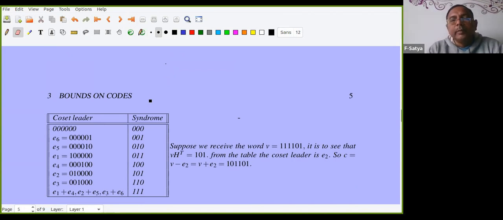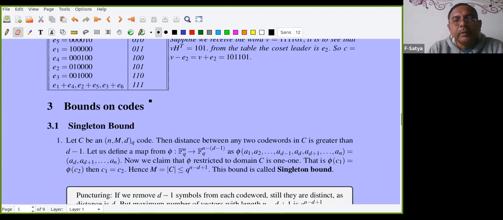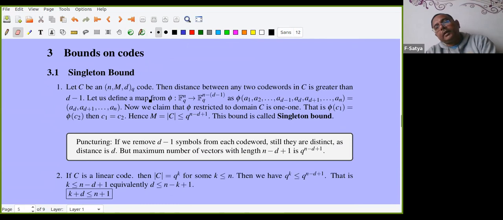Okay, then I'll proceed. Today's topic is the last topic. It takes time. These are bounds on codes. Please ask questions, I'm going a little slow. We did this also yesterday, but at that moment I did not mention things clearly, so I'm bringing it now. The first bound is the singleton bound.